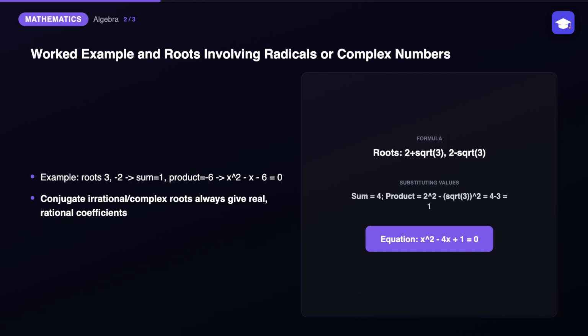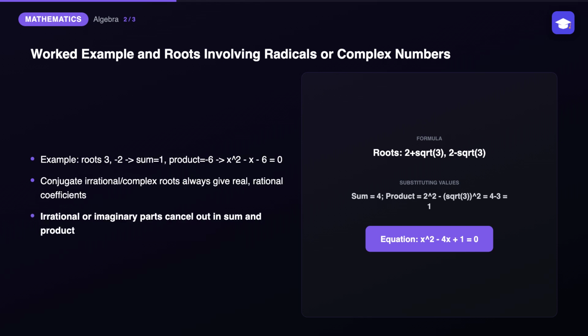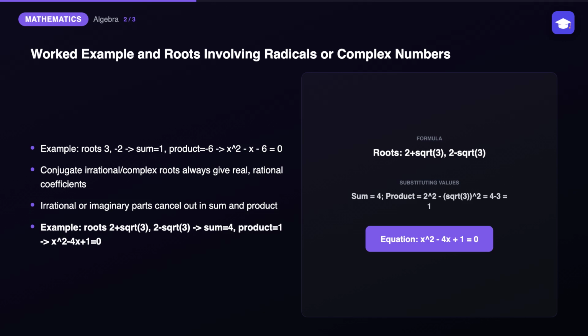When the given roots involve irrational numbers, like 2 plus root 3 and 2 minus root 3, or complex numbers, like 3 plus 2i and 3 minus 2i, these conjugate pairs are especially useful, as the irrational or imaginary parts always cancel out cleanly, giving an equation with entirely real, rational coefficients. For 2 plus root 3 and 2 minus root 3 specifically, the sum is 4, and the product is 2 squared minus root 3 squared, which is 4 minus 3, equals 1, giving the equation x squared minus 4x plus 1 equals 0.